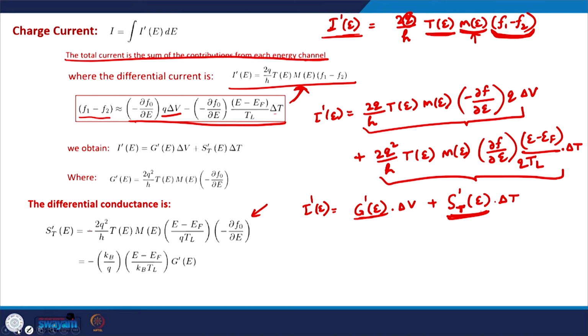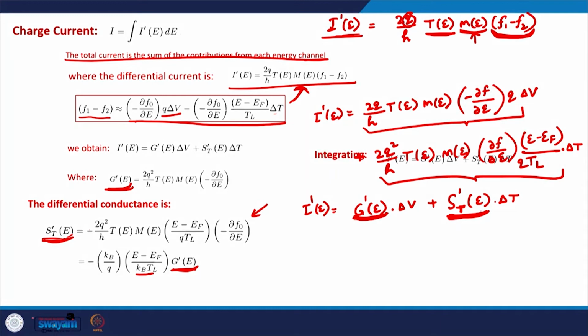So this Soret coefficient S prime Te is given by minus Kb by q times E minus Ef divided by Kb TL times G prime E. So even S prime T can be represented in terms of G prime E. Even this Soret coefficient is related to the conductance function or the differential conductance of the material.